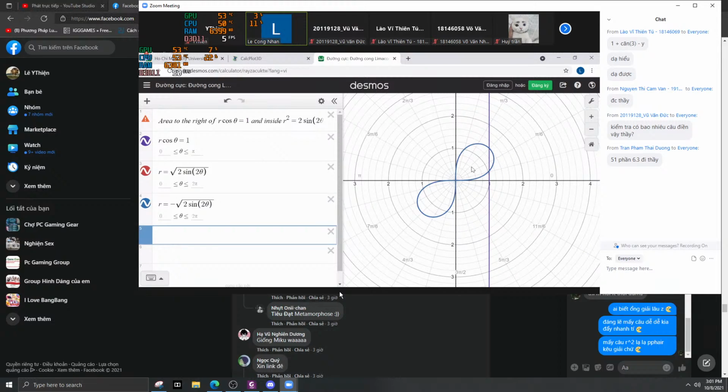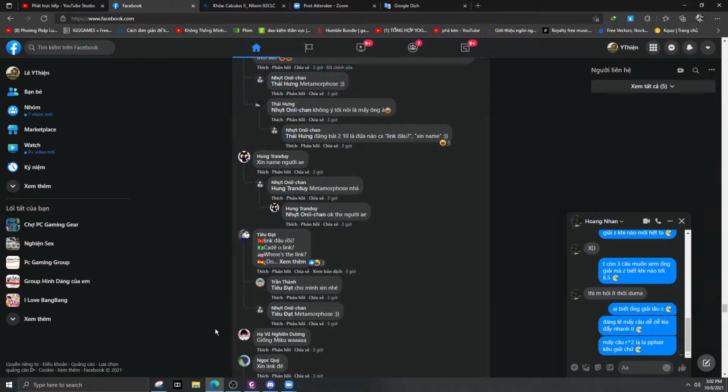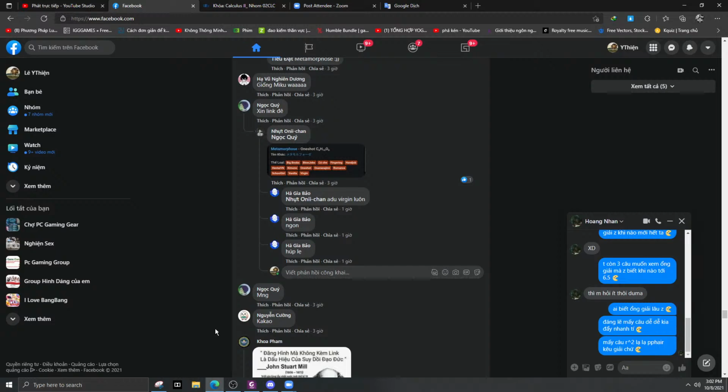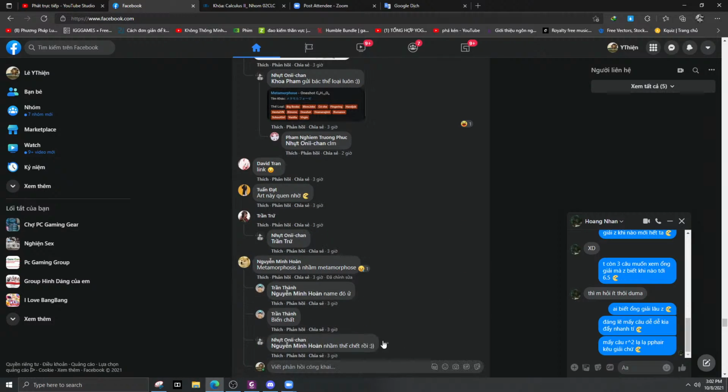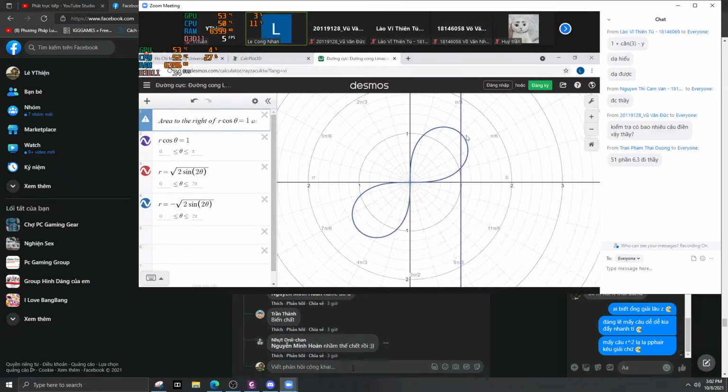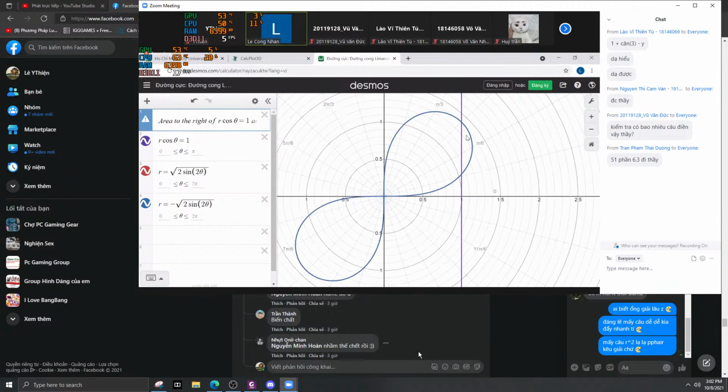Đó. Thì các em hình dung là người ta yêu cầu là sao? To the right of the line inside the lemniscate, đúng không? Thế thì nó sẽ là phần nào? To the right là phần này, đúng không? Inside lemniscate có phải là phần này không? Đúng chưa? Nếu thầy phóng to lên thì em thấy nó là phần này, đúng chưa? Như vậy thì làm sao để tính diện tích của miền này?